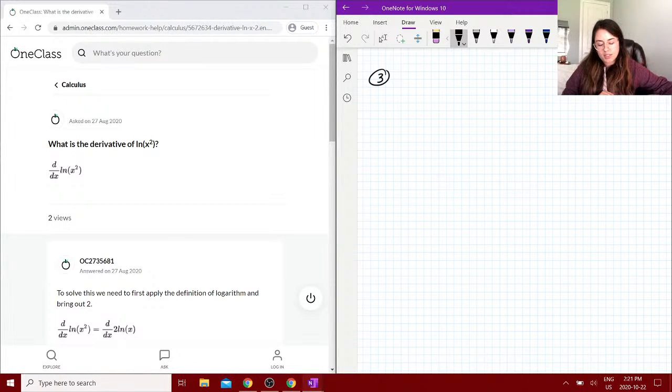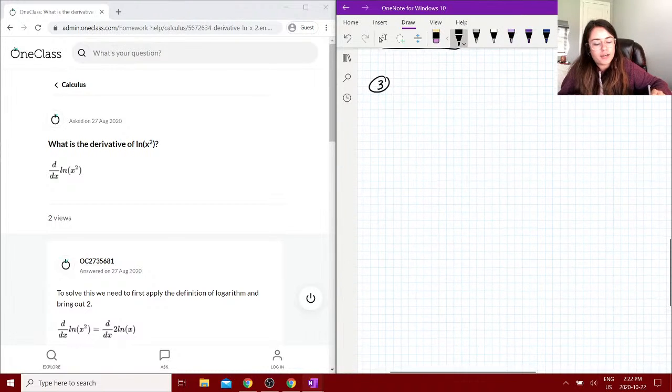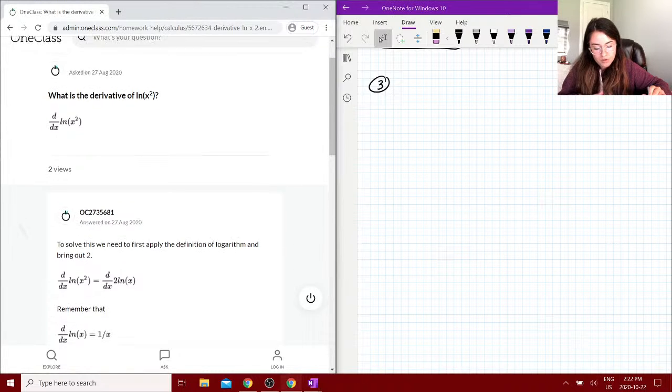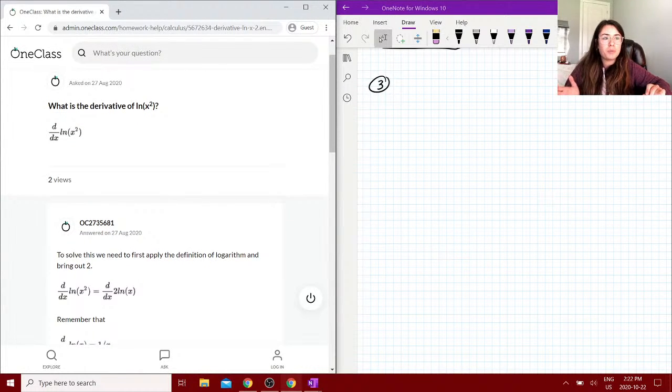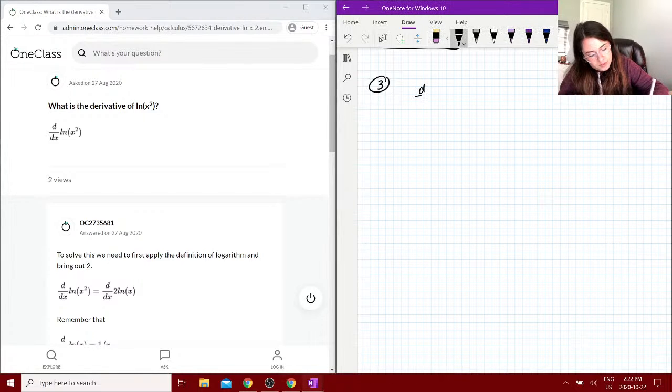But the question is asking, what is the derivative of ln x squared? Okay, so to do this, we're just going to look at a couple of, once again, formulas or things I guess you should already know. You're probably going to need to memorize them, or since this is online school, maybe just have them written down somewhere, right? So let's start by writing down the question.